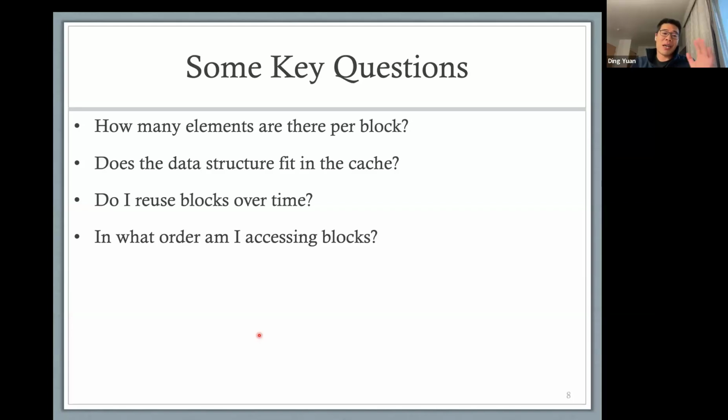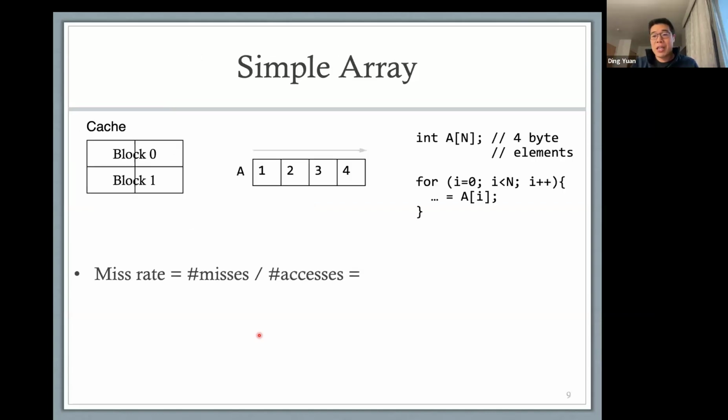Then with these we can answer questions like how many elements per block, how many data structures, all these things, right? But let's look at a concrete example. Let's assume, you remember, 2 blocks, and we have an integer array. Because each block has 8 bytes, it can hold 2 integers.